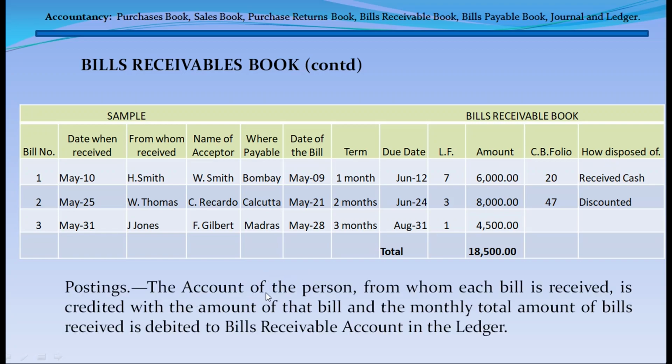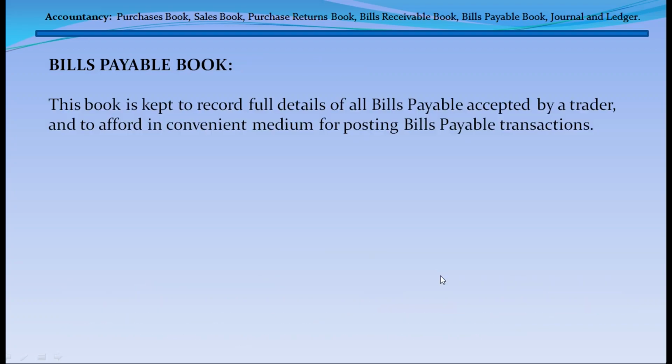Posting. The account of the person from whom each bill is received is credited with the amount of that bill, and the monthly total amount of the bills received is debited to bills receivable account in the ledger.